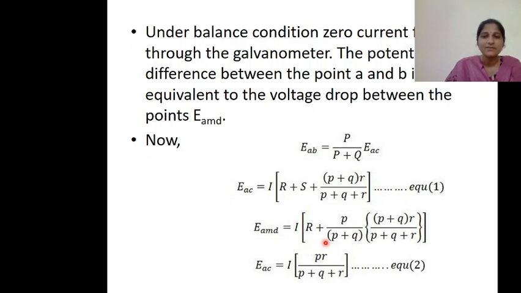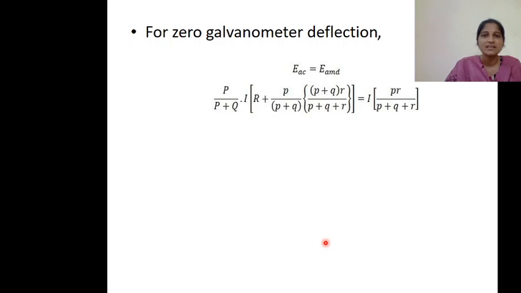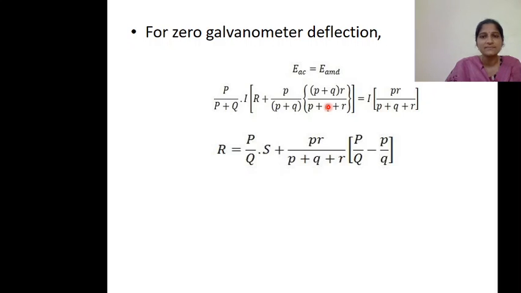So now solving these two equations, you will be getting, at zero deflection, as I told you, EAC is equal to EAMD. Substitute these two values in this equation, you will be getting the equation R is equal to P by Q into S plus small p r by small p plus q plus r into the ratio arms P by Q minus small p by small q. So now the ratio arm is nothing but capital PQ is one ratio arm, small pq is the other ratio arm.